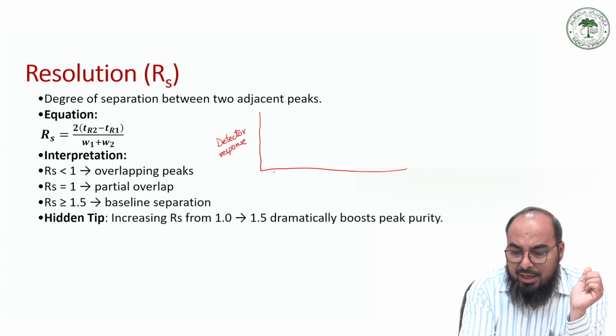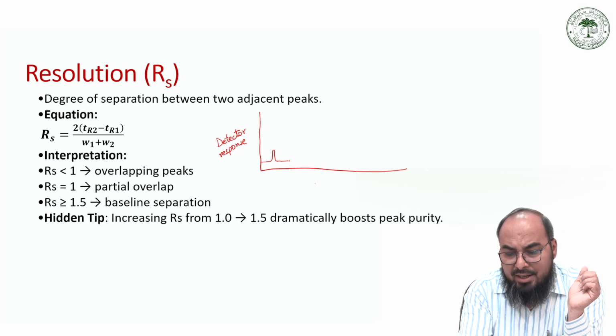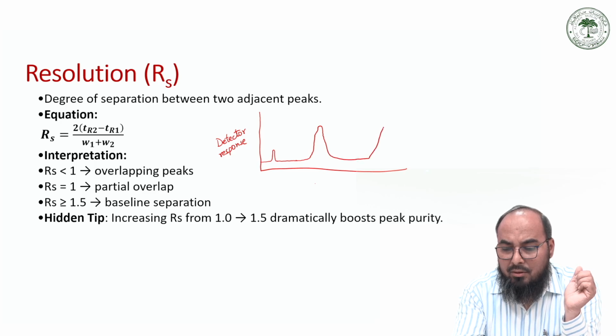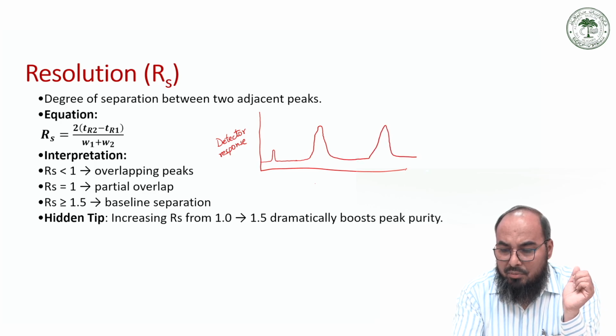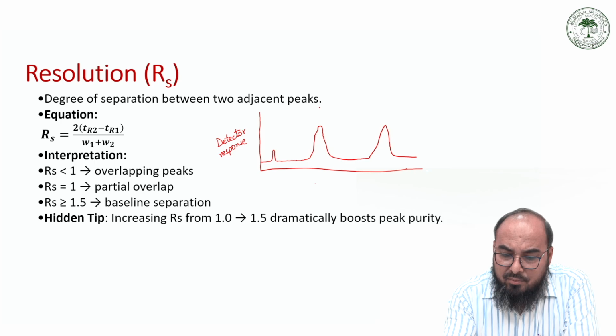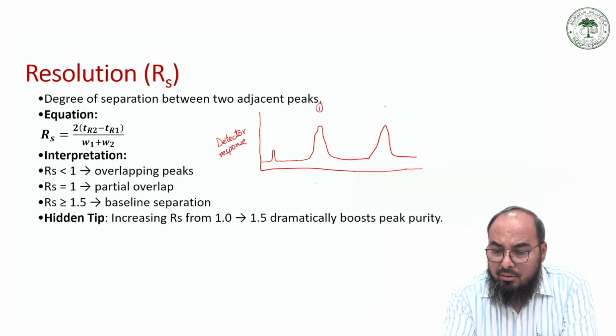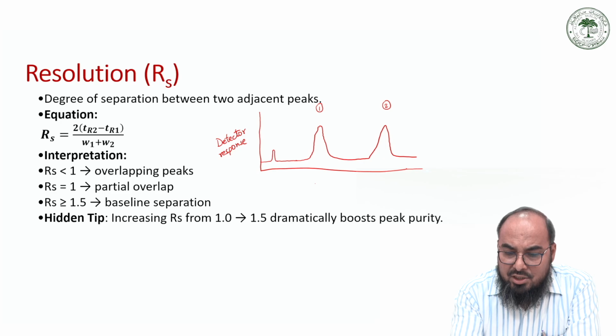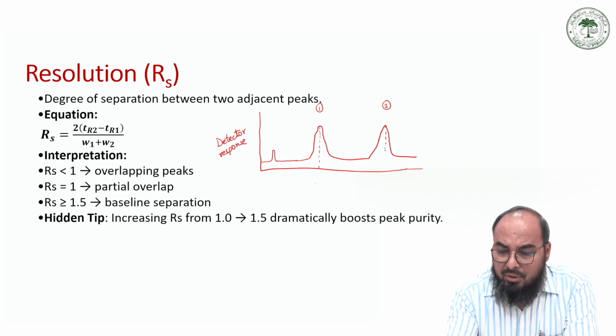and now we are going to plot it. Initially we get the peak due to the mobile phase only, then we get peak 1, peak 2. Okay, so this is peak 1, component 1, peak 2, component 2. Now you can see that they are well separated. Let us draw perpendicular. Okay, perpendicular here, perpendicular here.